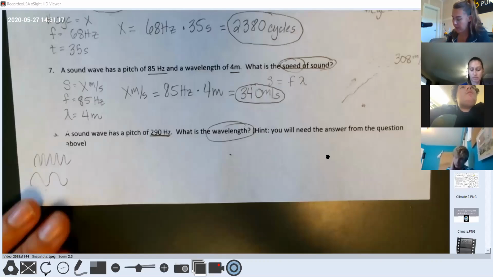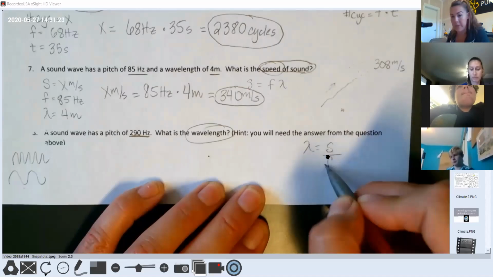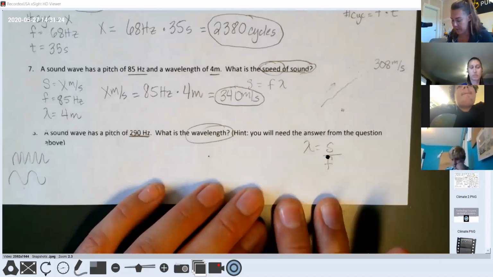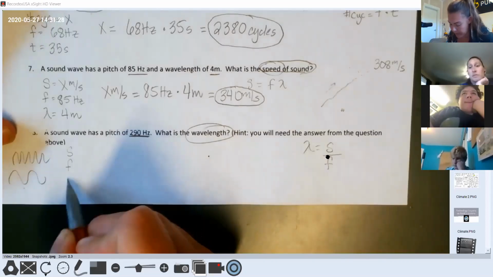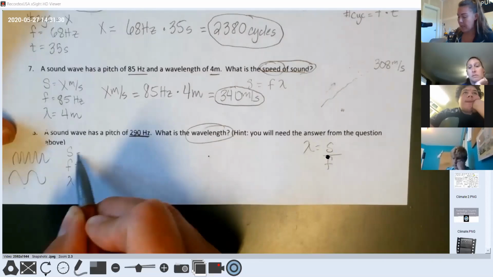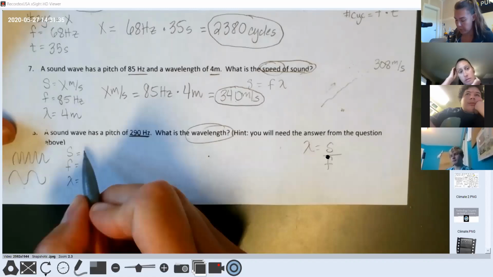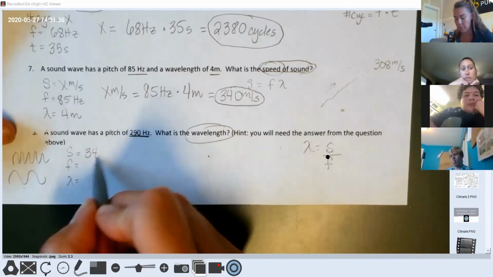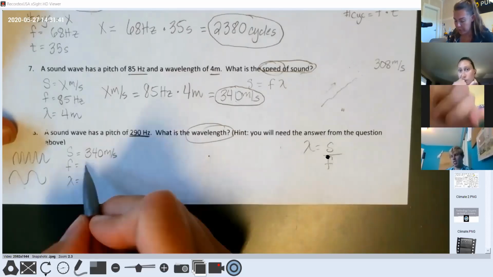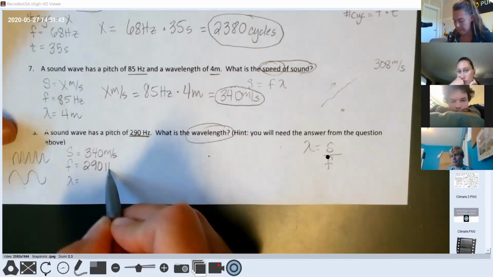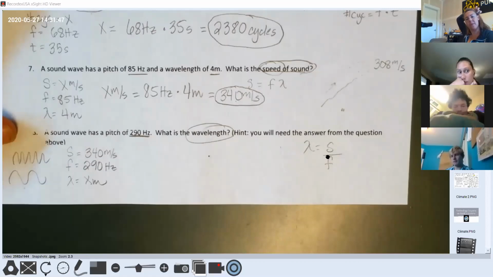Okay, so wavelength equals speed divided by frequency. So let's write out our variables: speed, frequency, and wavelength. We just found the speed because it says we need that answer. So 340 meters per second, because we're talking about a sound wave. The frequency given, or the pitch, is 290 hertz. And the wavelength is what we're looking for, x meters.